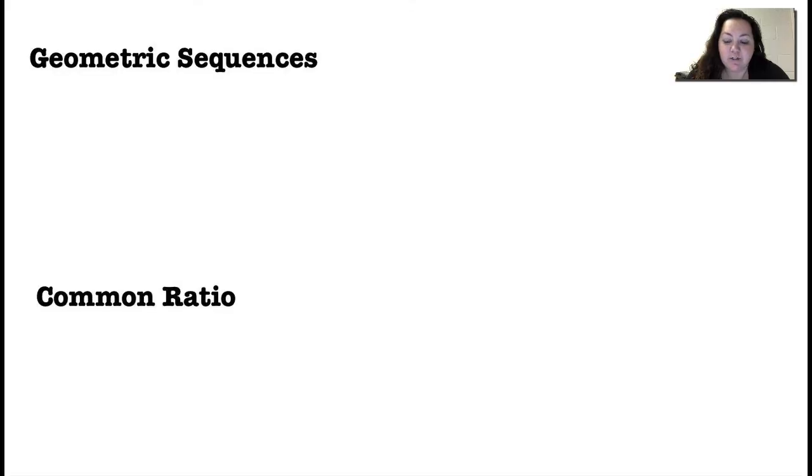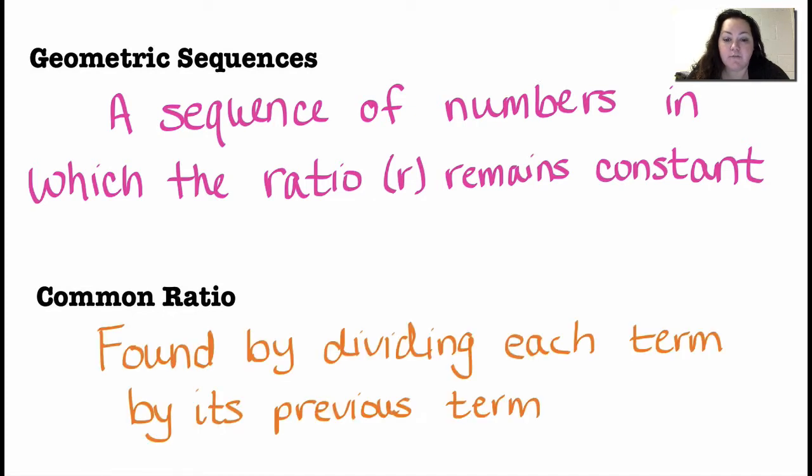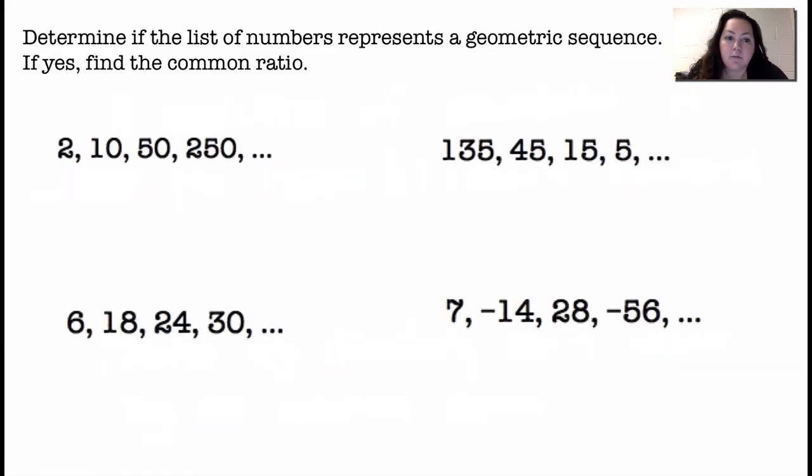A geometric sequence is a sequence of numbers in which the ratio, r, remains constant. A common ratio is found by dividing each term by its previous term. So you're going to take the second term and divide it by the first term to figure out what that common ratio is.